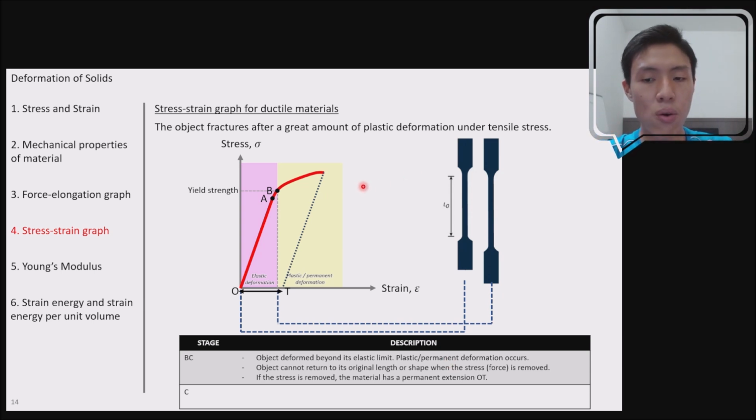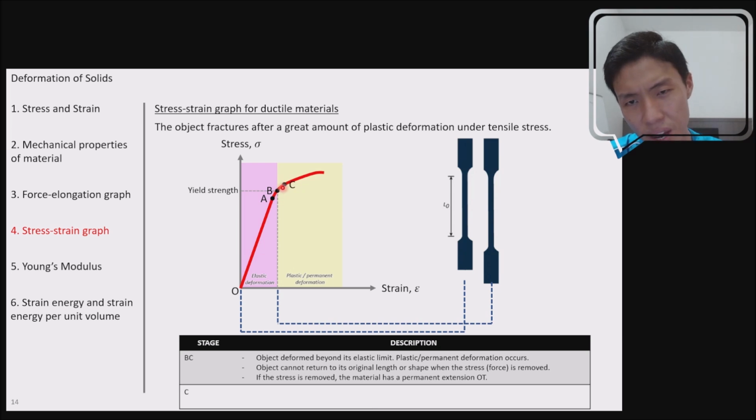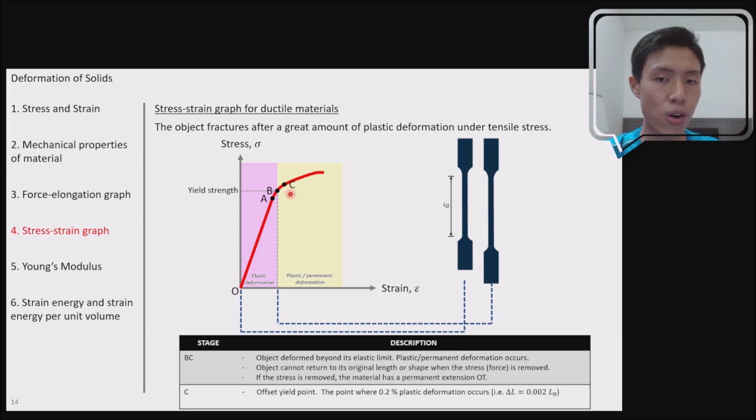Now what I'm trying to highlight here is a certain point called C. Point C happens somewhere very near point B. There's a name for this point: it's called the offset yield point. Previously, we called point B the yield point, or the elastic limit. Point C is slightly deviated from point B. That's why I call it the offset yield point. Point B is the yield point, and point C is offset a little bit from the yield point.